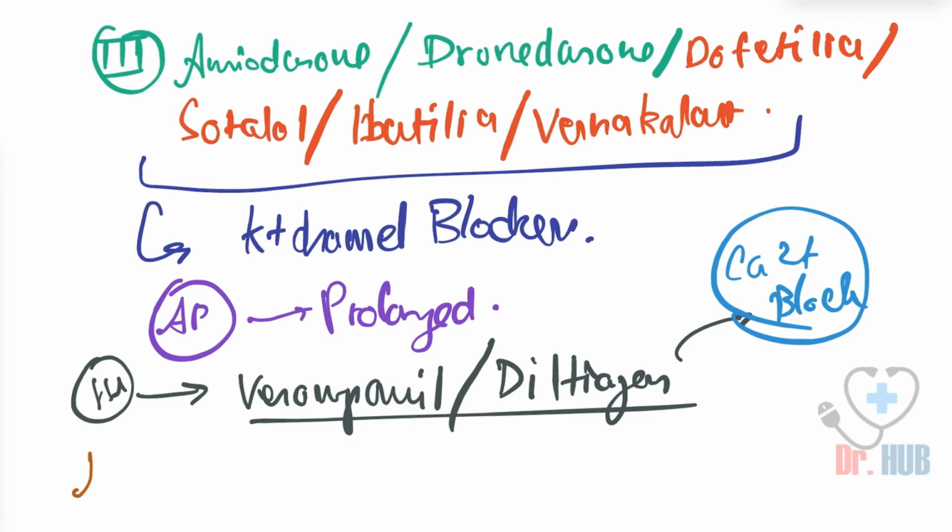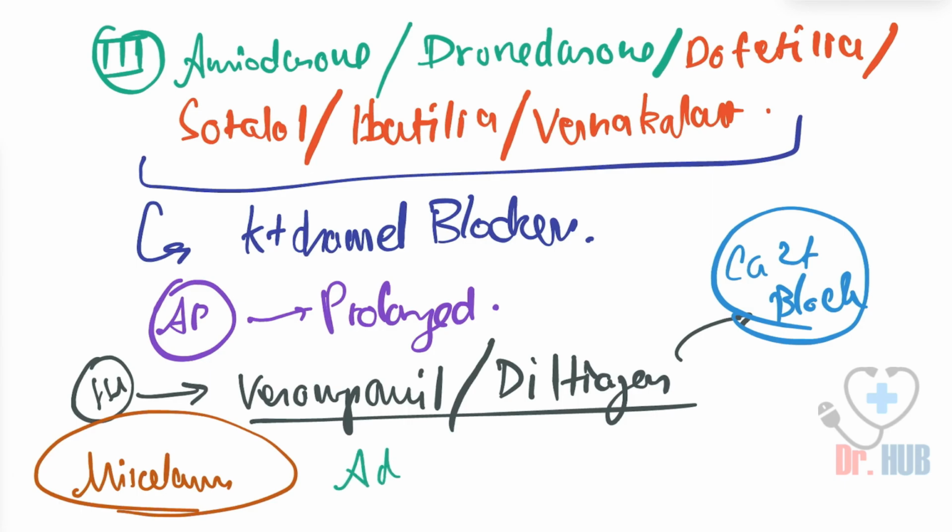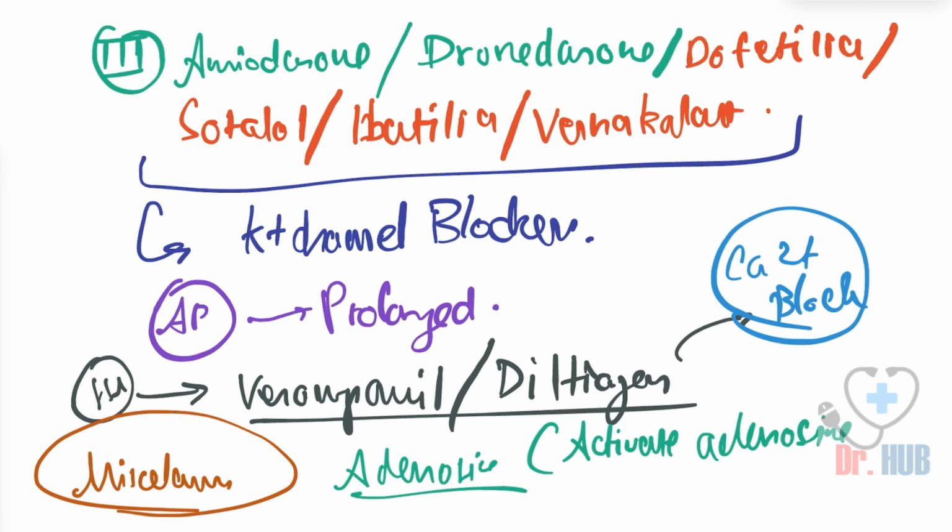Then we look at some miscellaneous antiarrhythmic drugs. This includes adenosine. Start off with adenosine. What it does is it activates the adenosine receptor. And what about the action potential? The action potential is shortened.